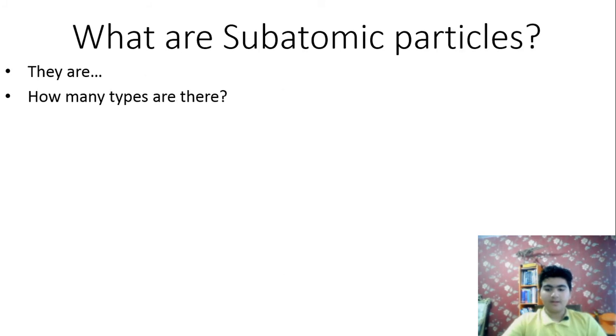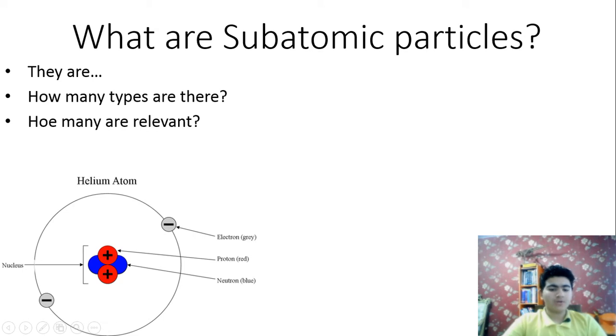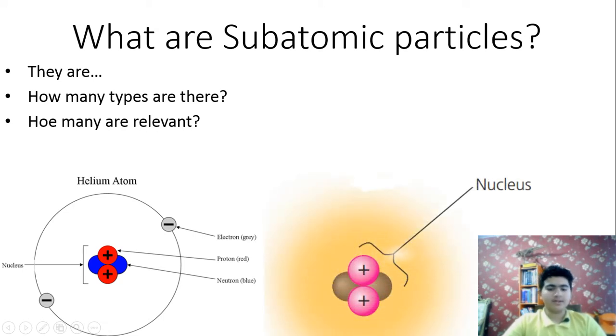In these two pictures, you can see two diagrams of an atom called helium, the second atom of the periodic table. You can see here that the electron, proton, and neutrons are the subatomic parts, and the protons and neutrons are packed inside the nucleus of the atom.